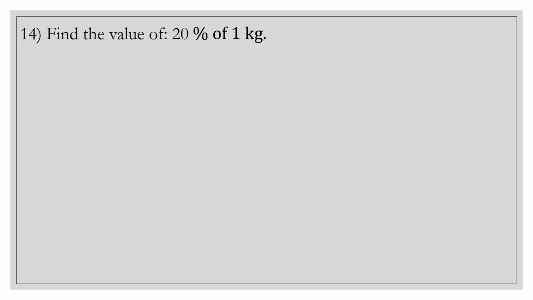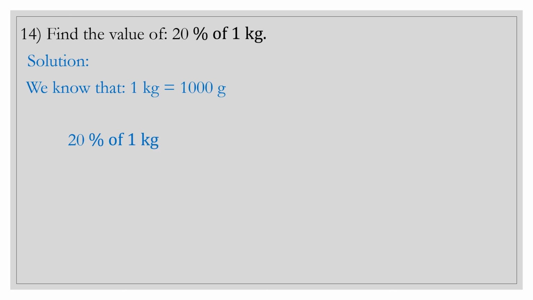So the answer is 62 1 upon 2 milliliter. And the last question is question number 14. Find the value of 20% of 1 kilogram. We know that 1 kilogram is equal to 1000 gram. So 20% of 1 kilogram is equal to 20% of 1000 gram. First, we will replace the percentage and write it in fraction form. That is 20 upon 100. Next, replace the word of with multiplication symbol. Then write 1000 gram as it is.